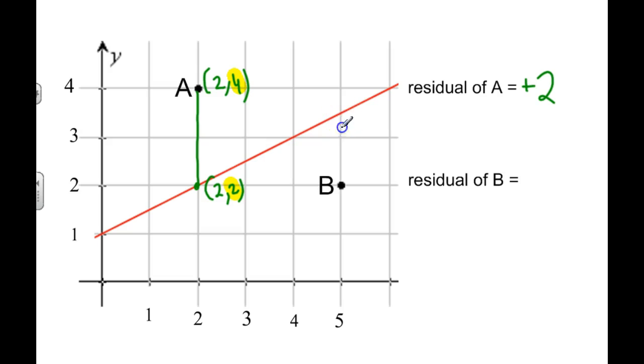Here B looks to be about negative 1.5, so negative sign, negative 1.5. And for B, if you think about it, the predicted y value there would be about 3.5. The actual y value is about 2. If you look at the ordered pair, I'm talking about the y values there. So 2 minus 3.5 is negative 1.5.